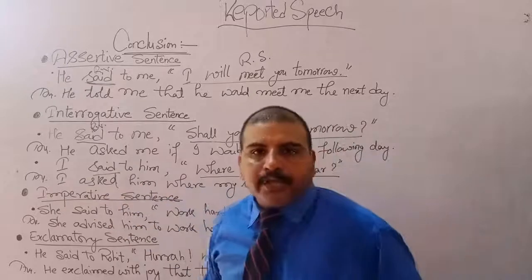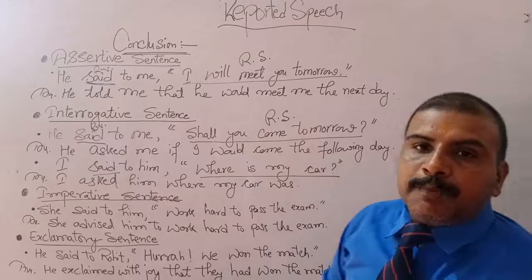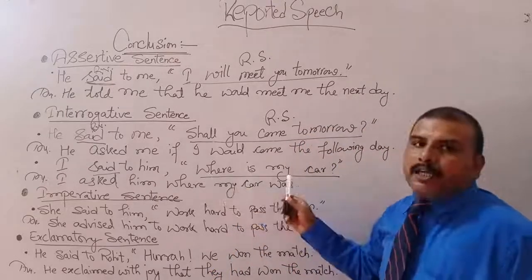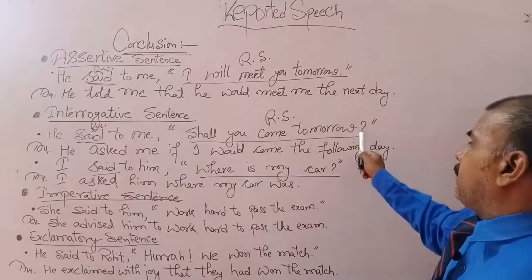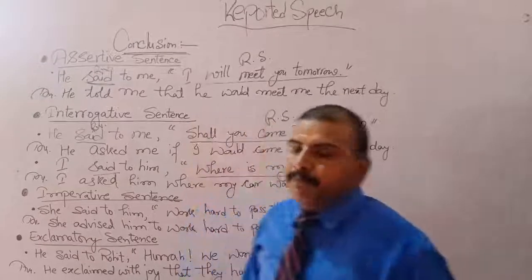Now "said" denotes past tense, reporting speech: "Where is my car?" Here the reported speech denotes an interrogative sentence. Why? Because something is asked here and the punctuation question mark is given. So this question mark denotes an interrogative sentence.